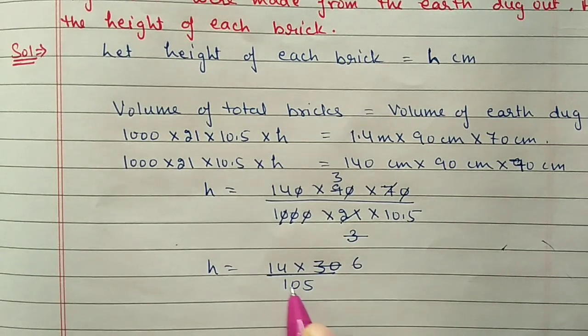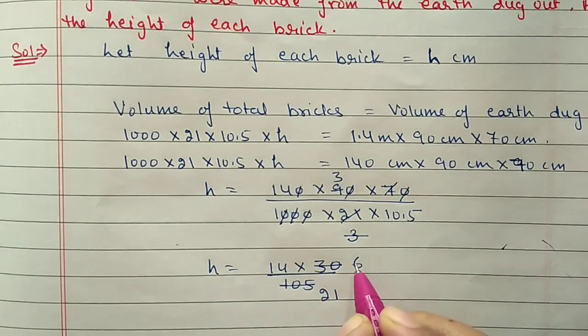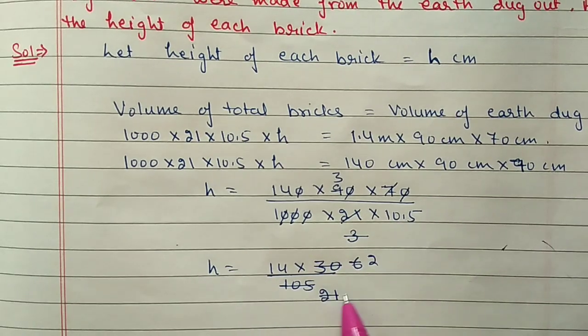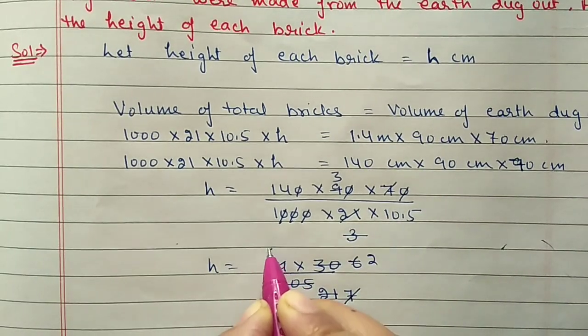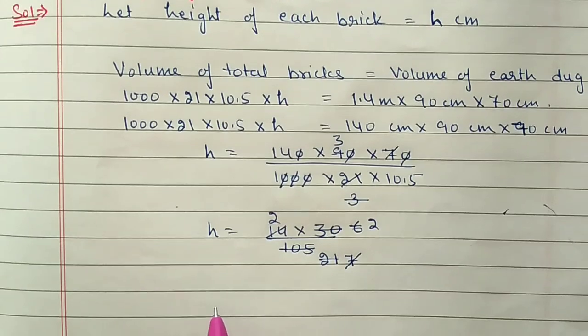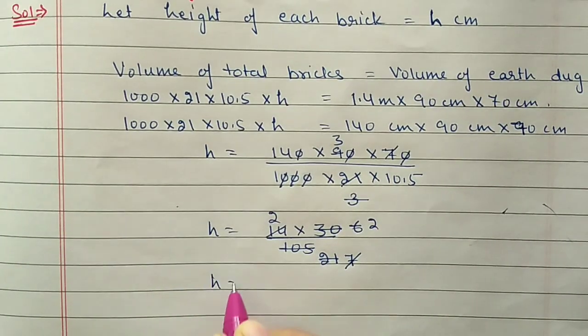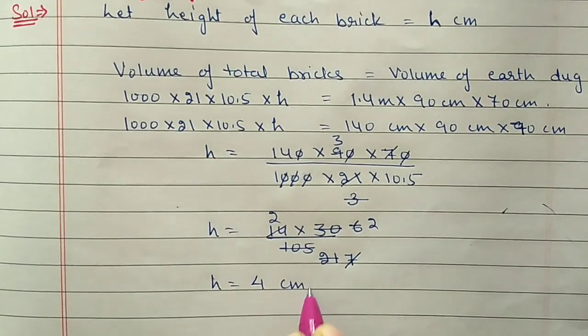5 6s are 30, 5 2s are 10, 3 7s are 21, 7 2s are 14. So the height we are getting here is 4 centimeter.